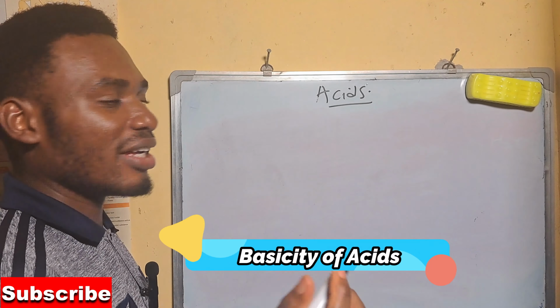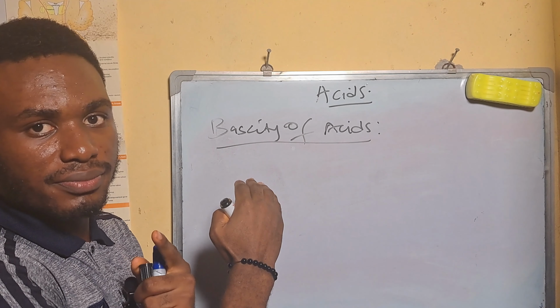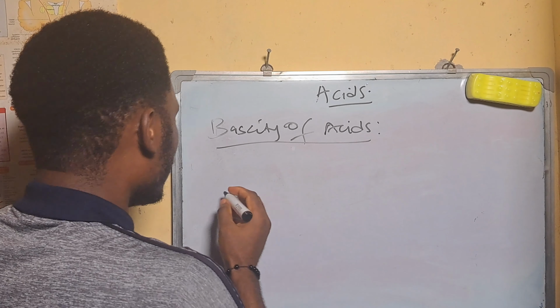Like I told you before, acids in water tend to ionize. They form cations and anions. So the number of replaceable cations, that's the number of replaceable hydrogen ions when an acid ionizes, is called basicity. For example, you have HCl. Once it ionizes, it's going to form hydrogen ion plus chloride ion.